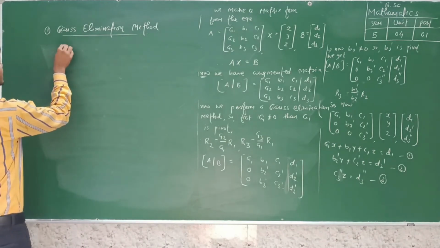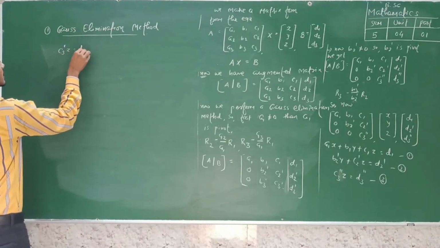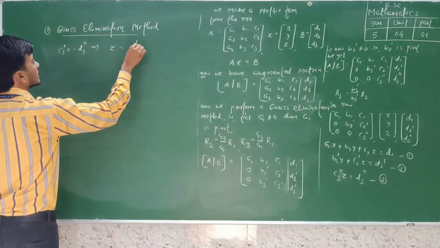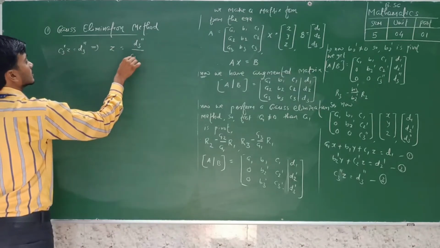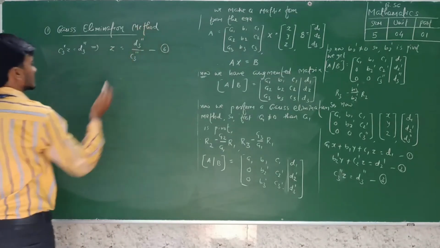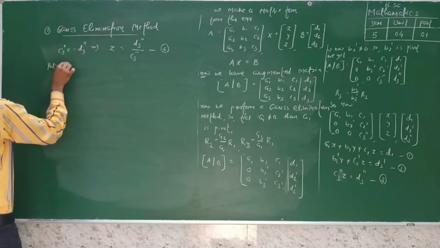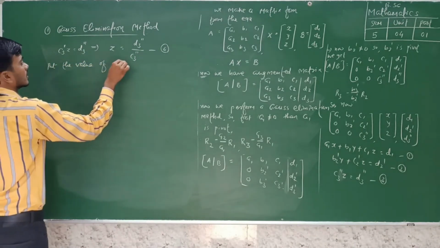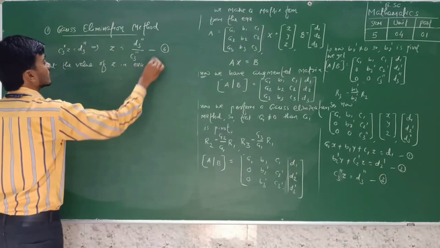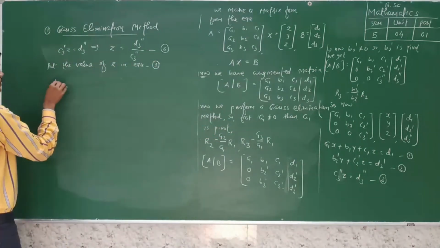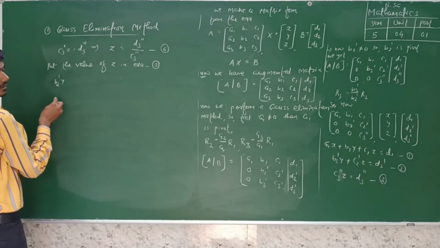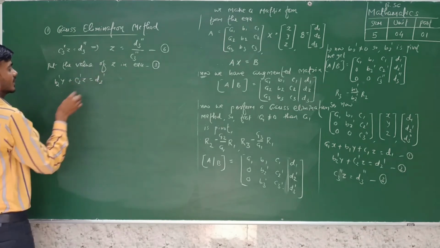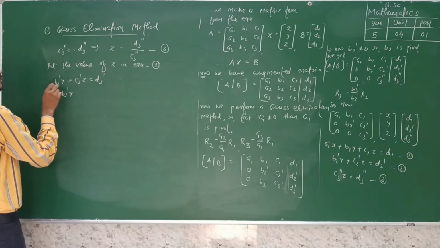So C3 double dash Z is equal to D3 double dash. That means Z is equal to D3 double dash upon C3 double dash. Equation number 4. Put the value of Z in equation number 2. Equation number 2: B2 dash Y plus C2 dash Z is equal to D2 dash. So we can find the value of Y.